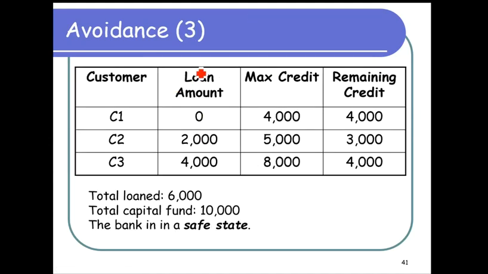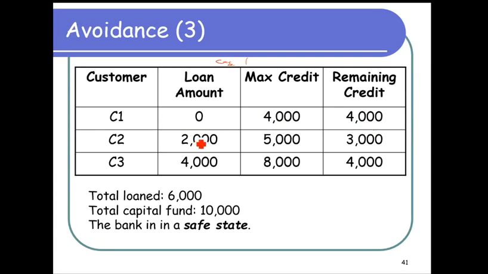So this is case number one, case one. We have a loan amount. C1, customer loan amount: C1 doesn't need a loan, he has his savings. So maximum credit is 4,000, so remaining credit is 4,000.